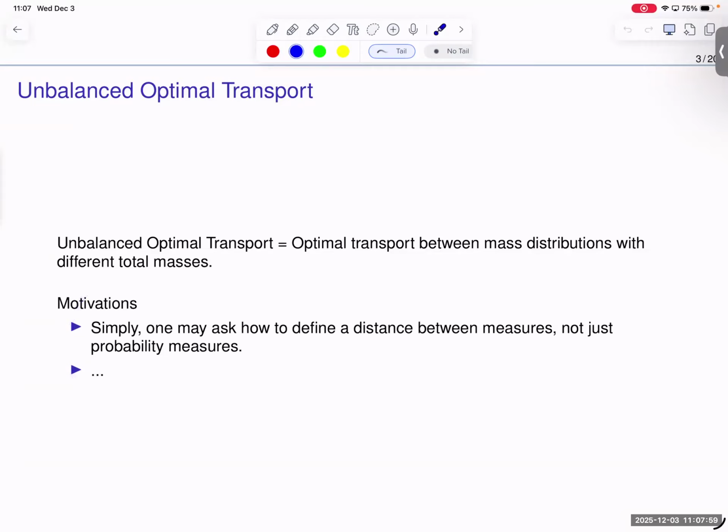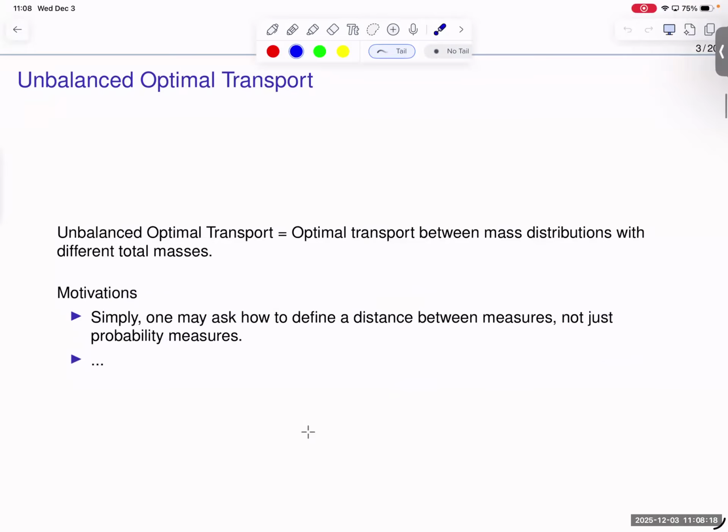But maybe this is too simple, and maybe it does not help in some contexts. So we simply want to ask what should be the proper distance between measures when they have, in general, different total mass. Okay, just feel free to stop me if you have any questions.